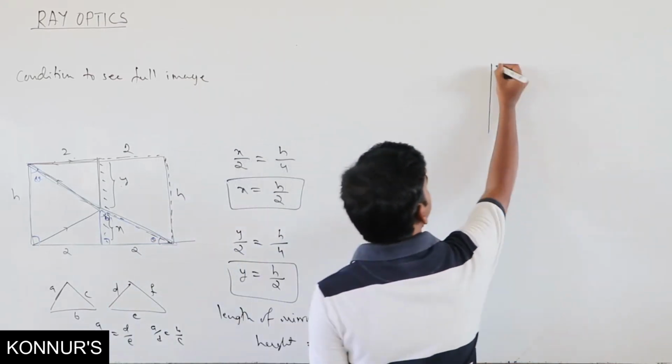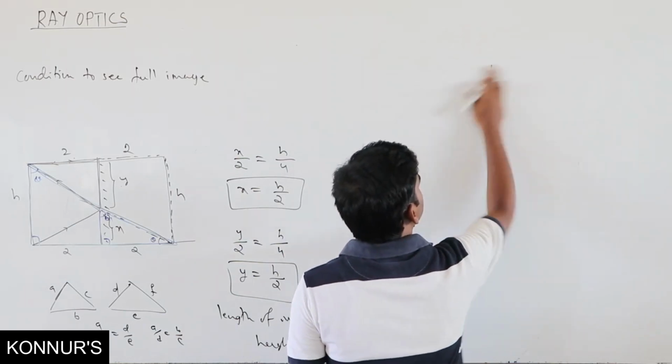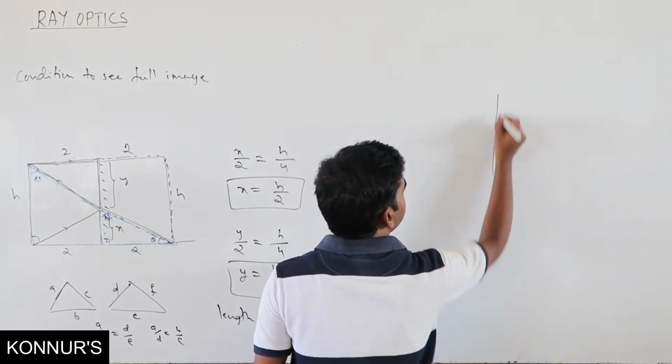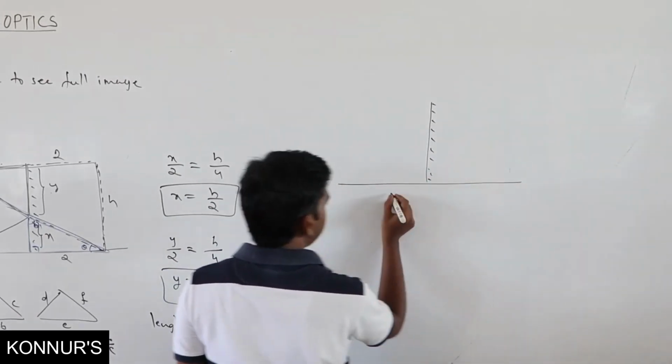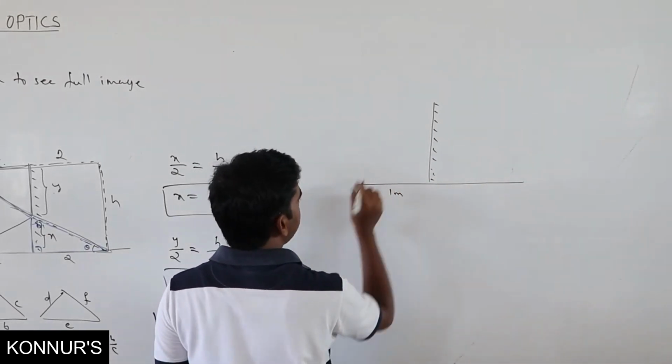Suppose you are having a mirror. Suppose a full mirror is there. In front of that, at 1 meter, a person is standing.